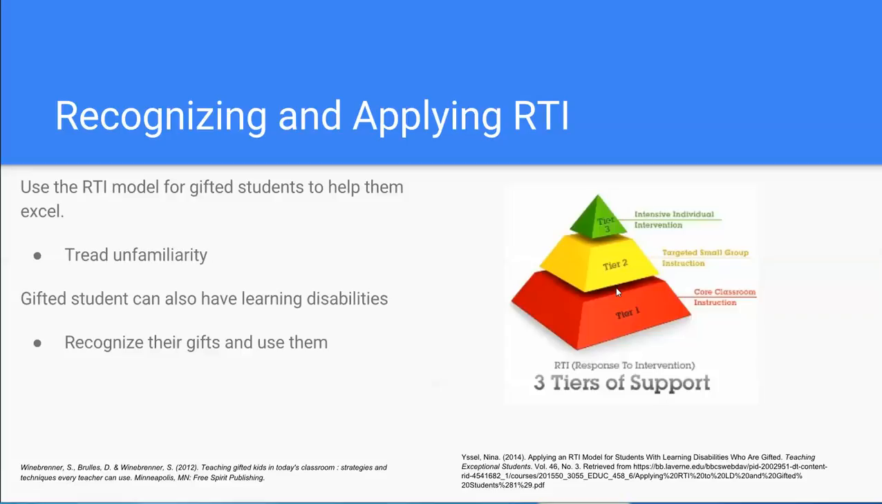The other thing we need to know, and the other reason why we should apply RTI, is that some gifted students have learning disabilities. There was this old notion that all gifted students were gifted in all areas, but that's not entirely true. We need to recognize their gifts and use them to help them in the places where they need help. For example, if a student is gifted in reading and writing, they're very creative, and they have a learning disability in math, there are ways to apply the skills they're gifted in to help them excel in math.